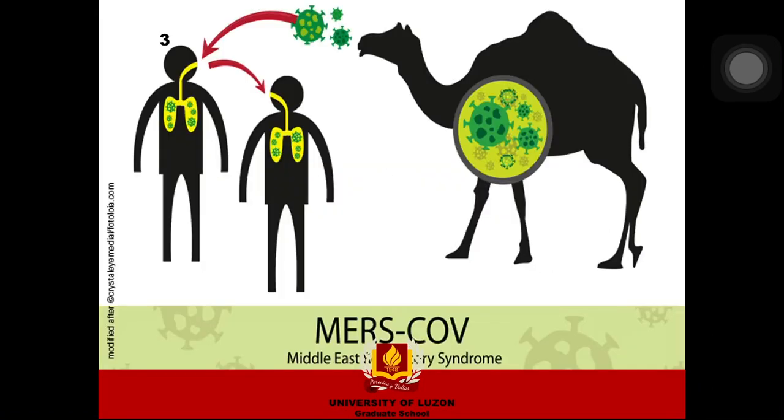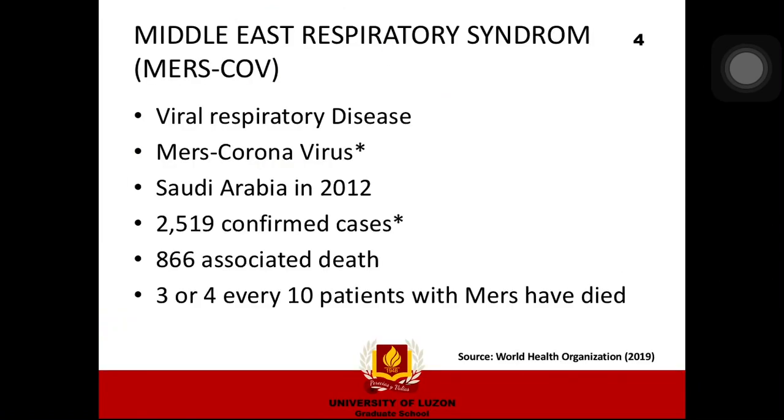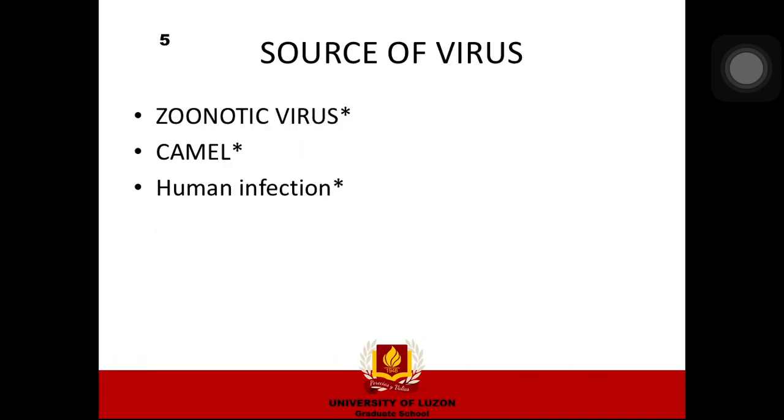So first disease, we have the MERS-CoV. MERS-CoV or Middle East Respiratory Syndrome is a viral respiratory disease caused by MERS coronaviruses. Coronaviruses are a large family of viruses that cause diseases ranging from common cold to severe acute respiratory syndrome. It was first identified in Saudi Arabia in 2012 and has 2,519 laboratory confirmed cases with 866 associated deaths. Three or four in every 10 patients infected with MERS-CoV have died due to Middle East respiratory syndrome.